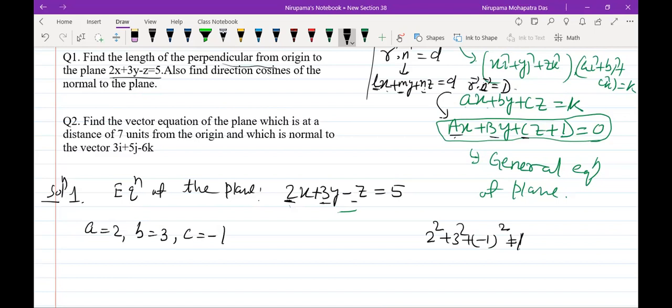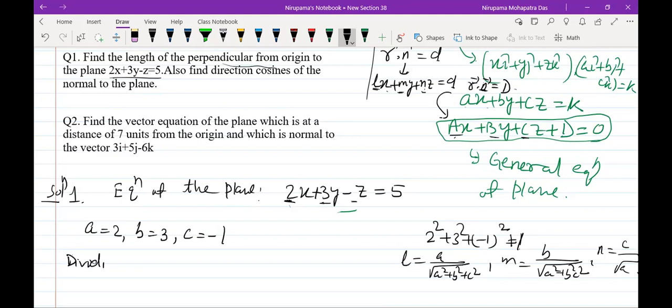If we are given direction ratios, how to get direction cosines? We know L equal to A by under root A square plus B square plus C square, M equal to B by under root A square plus B square plus C square, and N equal to C by the same. The plus minus sign takes the sign of ABC only, so do not wait for that.